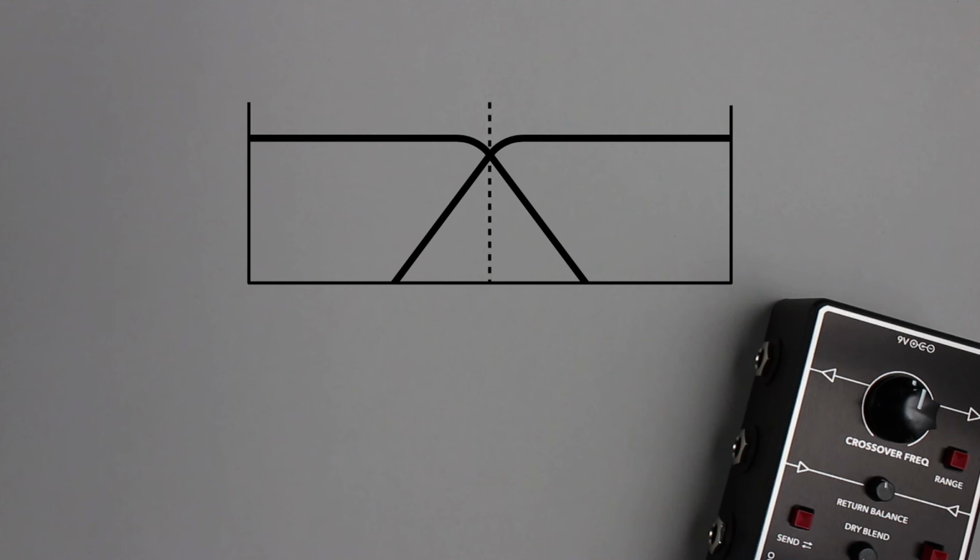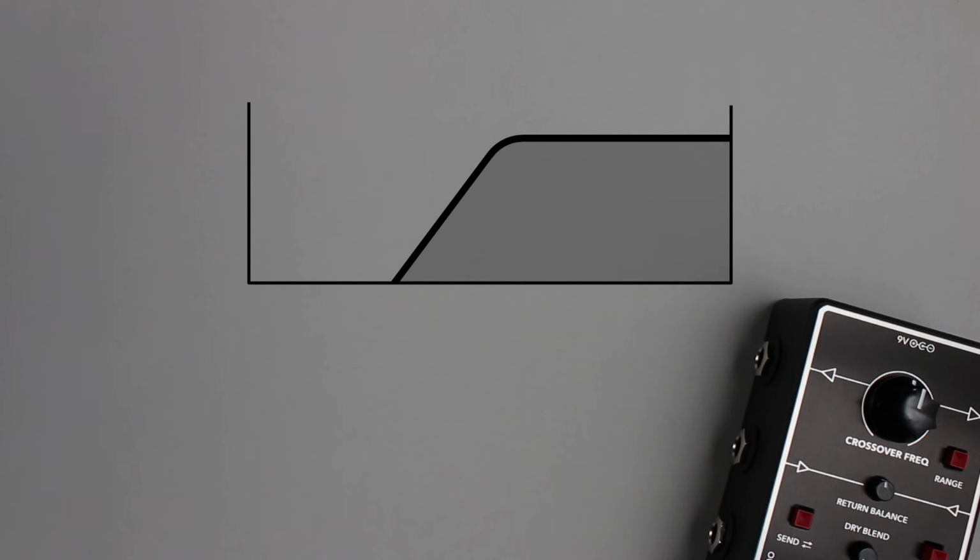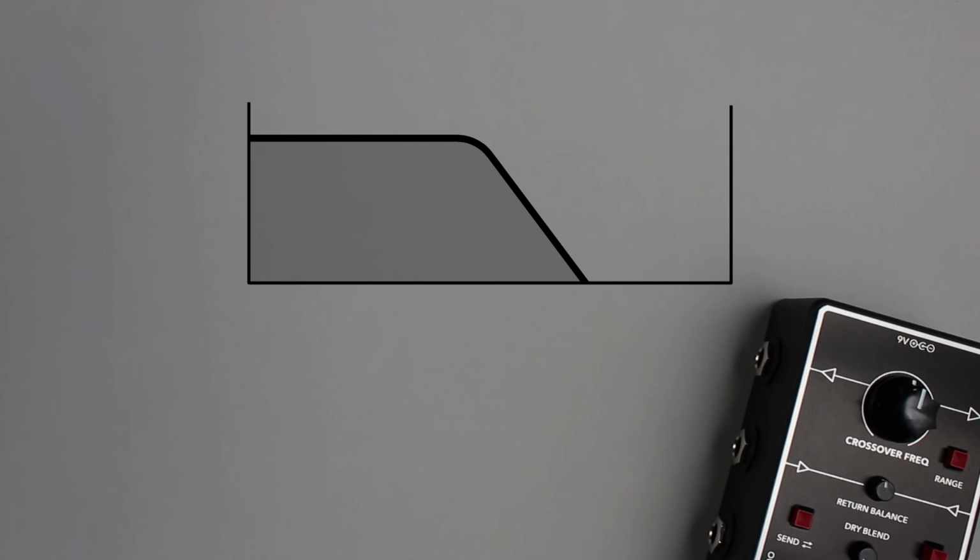Crossovers are used in PA and hi-fi systems, where you want to just feed one speaker a specific part of the audio signal. So you use a high-pass filter to get rid of the low end and send just the highs to the high-frequency driver, and a low-pass filter to get rid of the highs and send just the low end to the woofer. If the crossover is designed correctly, you're not aware of any of this. You just hear the full coherent mix with no peaks and troughs.